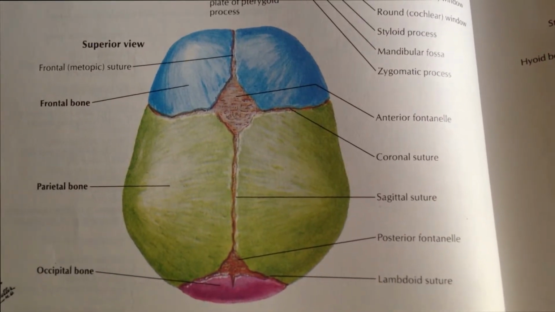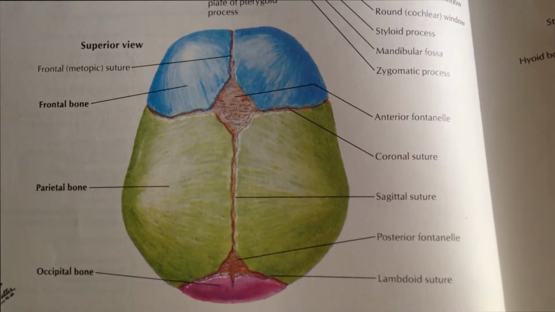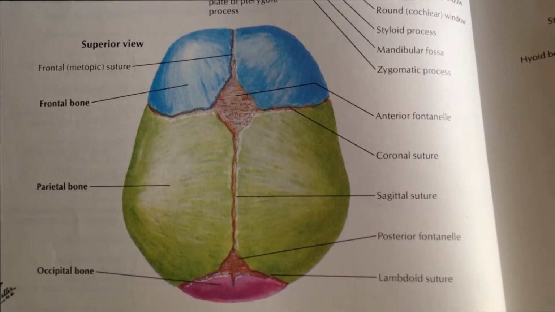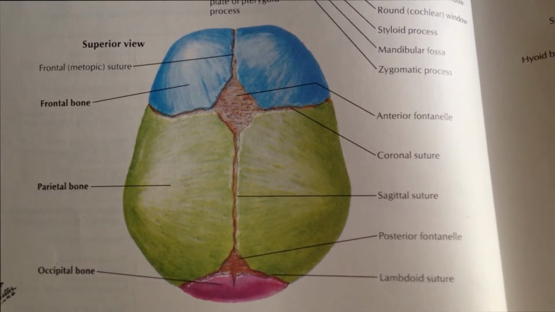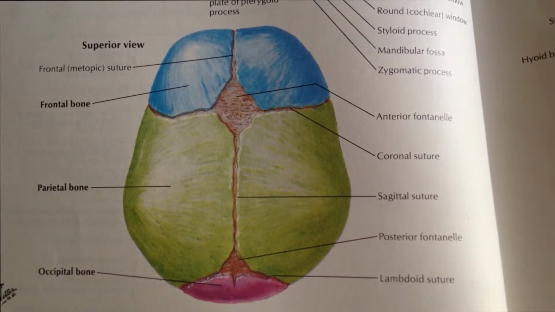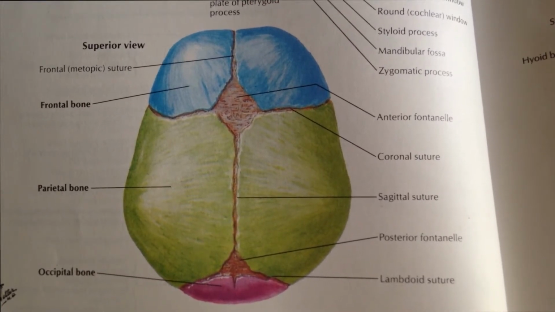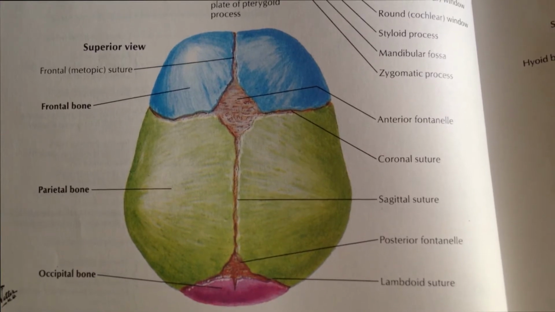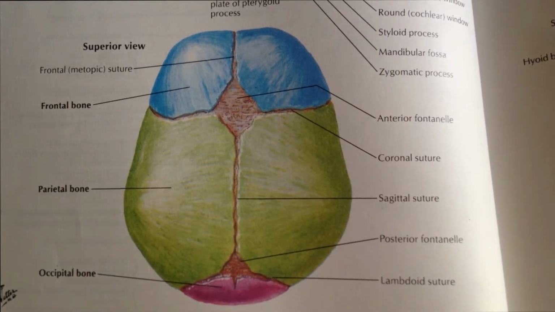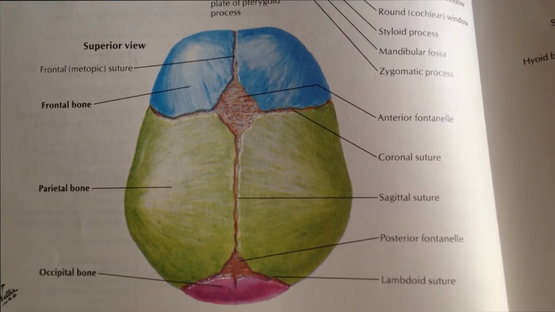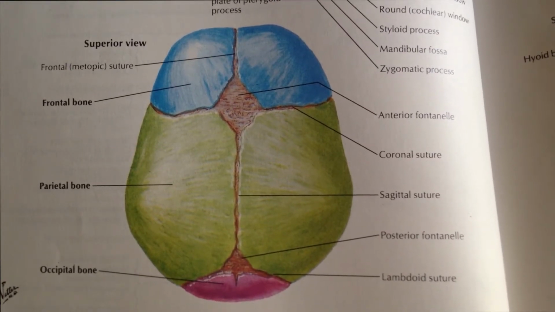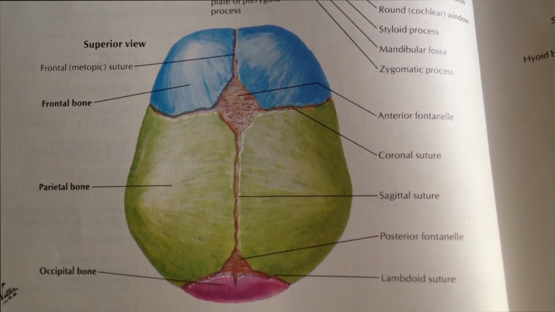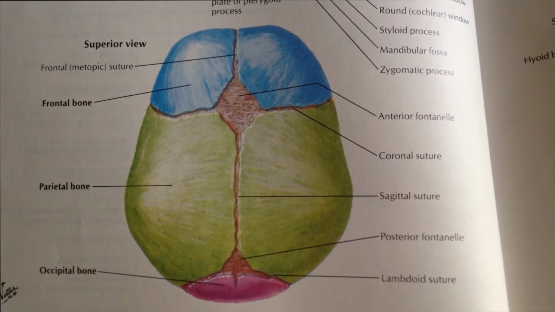So the fact that these sutures are not united is important for labor. It allows these bones to move together and even to overlap. The parietal bones usually tend to slide over the frontal and occipital bones, and this process occurs at delivery. Furthermore, the bones themselves are compressible.